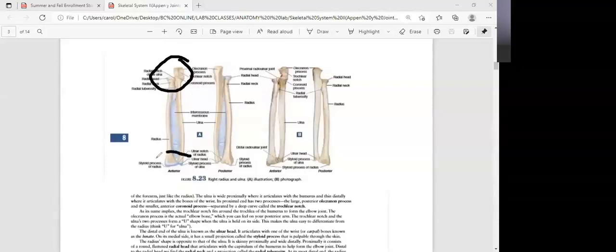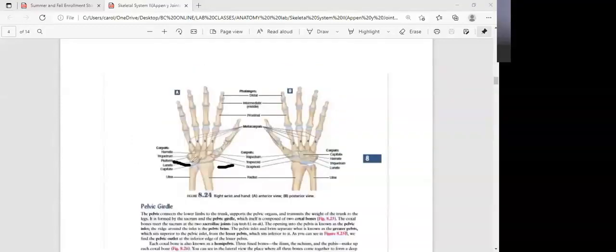In the distal epiphysis, we will have these 2 areas right there. These are going to be the styloid. One styloid process belongs to the ulna, and the other one belongs to the radius. The styloid processes are going to articulate with these bones that you have in your wrist. The bones that you have in your wrist, as you can see here, are called carpals. In there, you're going to have the triquetrum, trapezium, scaphoid, capitate, hamate, trapezoid, and lunate.